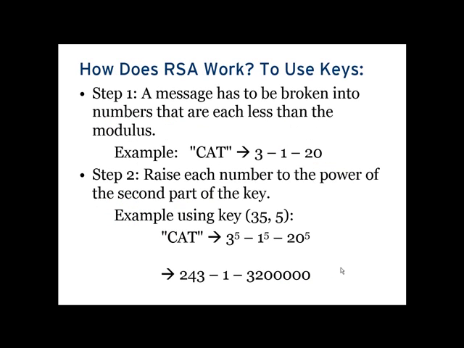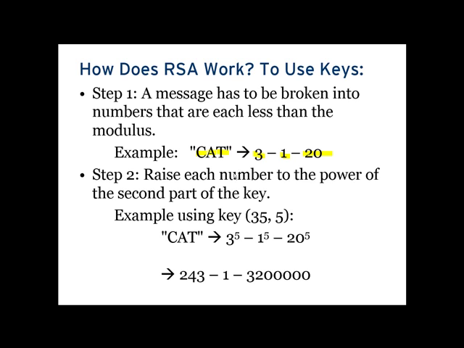So how does RSA work? Essentially, we have to break our message up into numbers. Let's simplify this and say the letter C is the third letter of the alphabet, so C is represented by a 3. The letter A is the first letter of the alphabet, so we represent A as a 1. T is the 20th letter of the alphabet, so we represent T as 20.